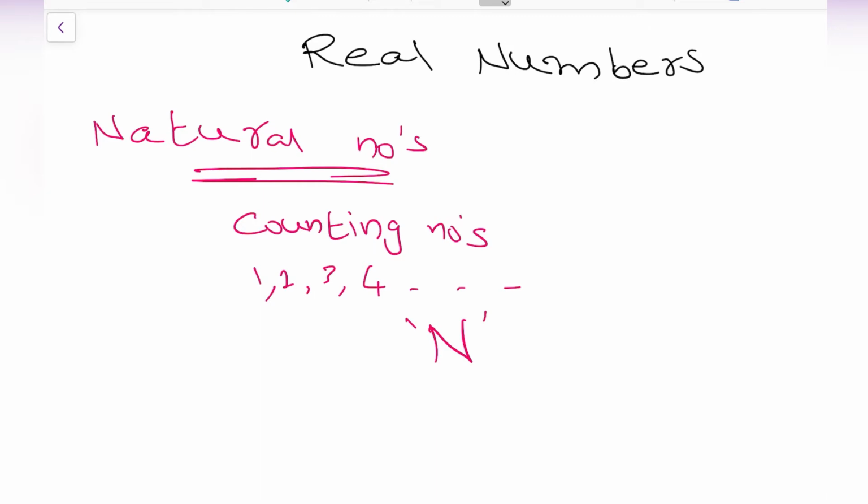The next number system is whole numbers. We have the natural numbers list, that is 1, 2, 3, 4 and so on. For these natural numbers, if we add the number 0, then this will become whole numbers. Natural numbers along with 0 are called whole numbers, and these whole numbers are represented by capital W.